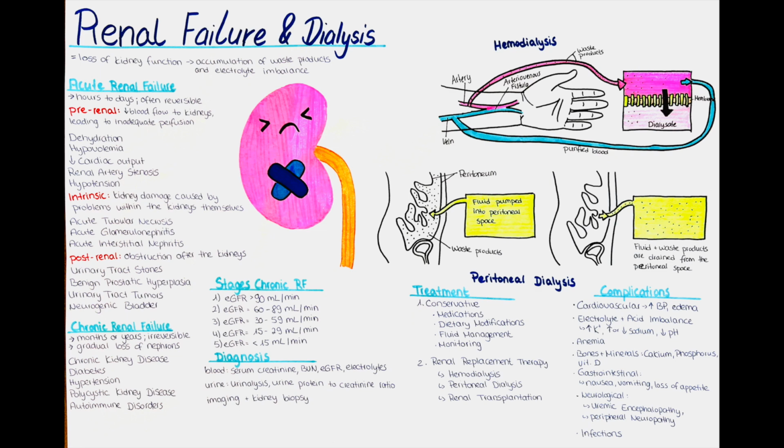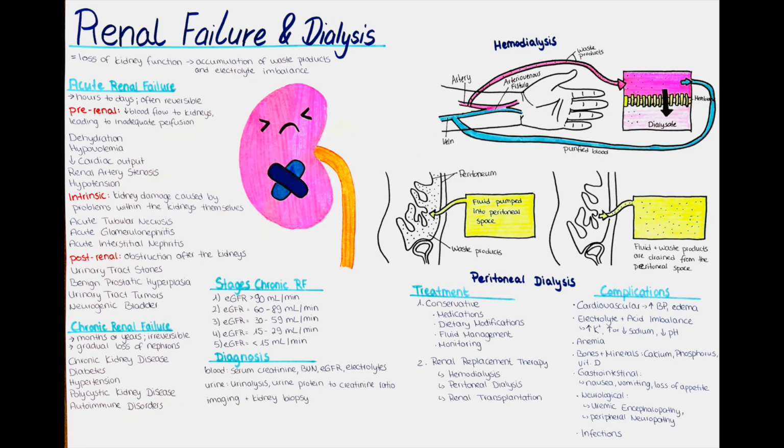We can also measure the urine protein to creatinine ratio. This test measures the amount of protein in the urine in relation to creatinine. Elevated levels of protein in the urine, called proteinuria, can indicate kidney damage.